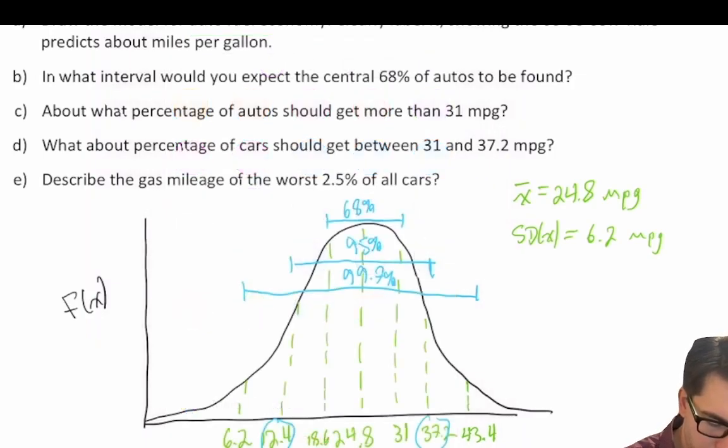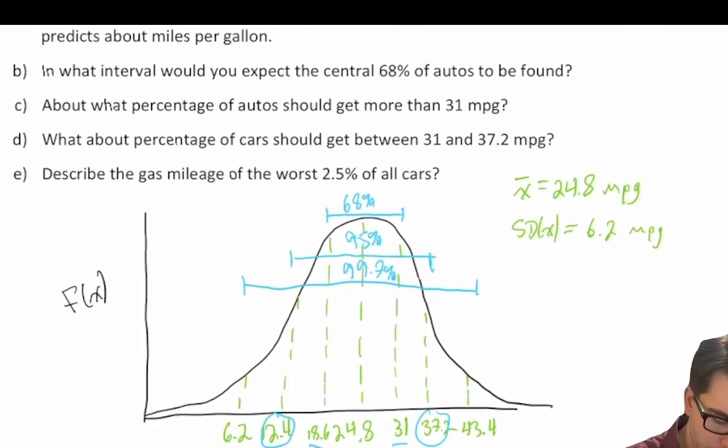Let's move on to B. In what interval would you expect the central 68% of automobiles to be found? Well, in that case, we have already completed that because we've labeled our graph up here. So the central 68% of our observations, we expect to find between -1 and +1 standard deviations from the mean, and otherwise between 18.6 and 31 miles per gallon.